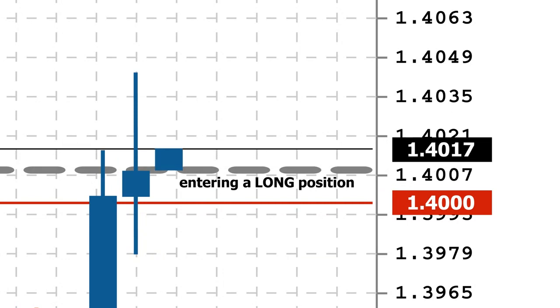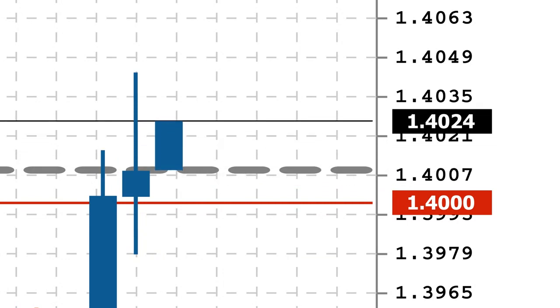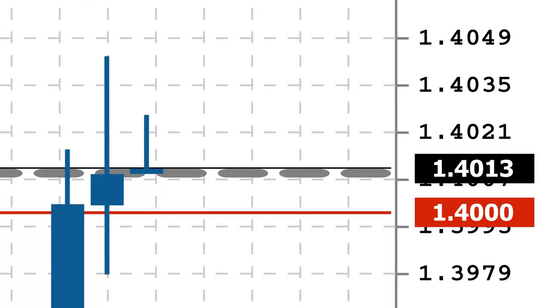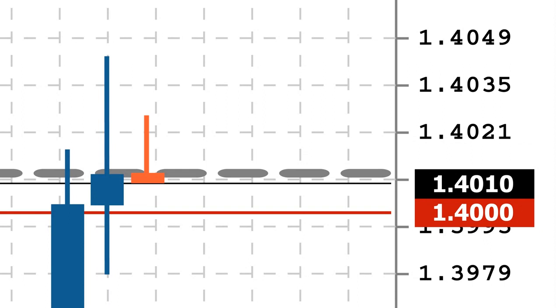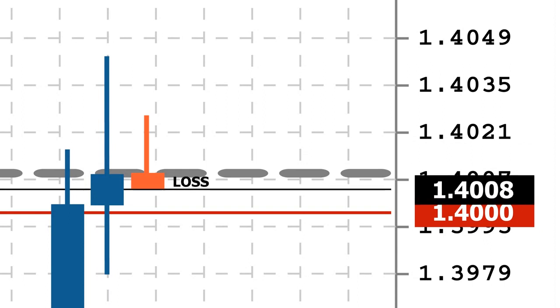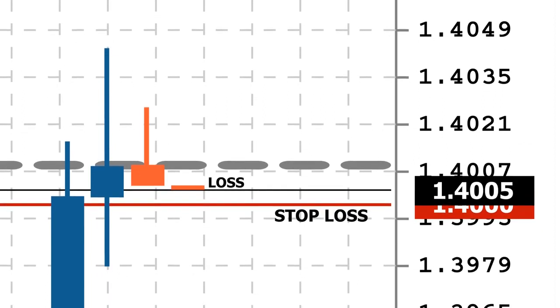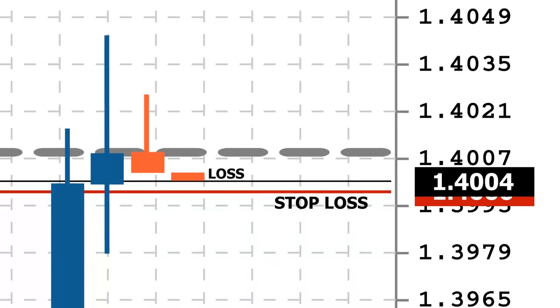Okay, the candle goes up to 1.4025, but oh no! The price is going down. The price has reached 1.4009 and you are now making a loss. Do we care? Of course not. You have a stop loss at 1.4000.